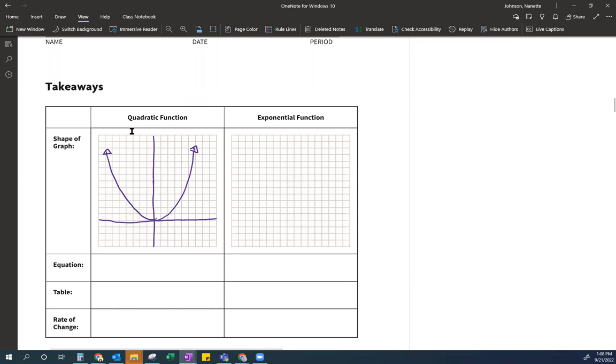And when I say quadratic, your brain should really be thinking of x squared, okay? x squared.